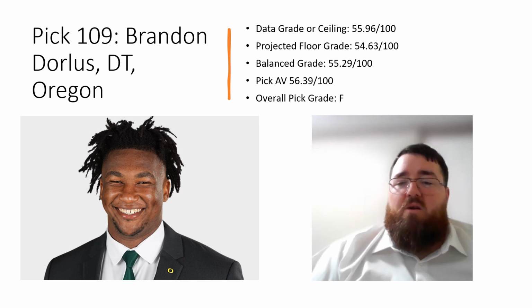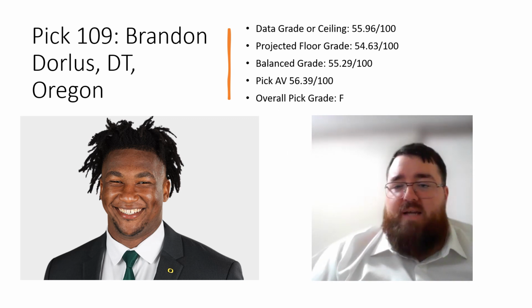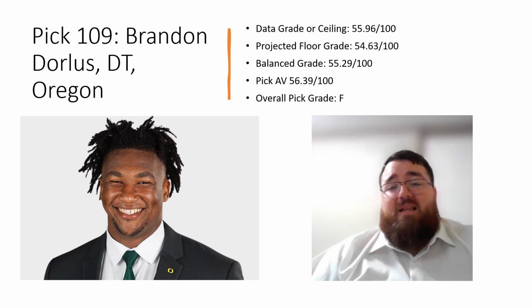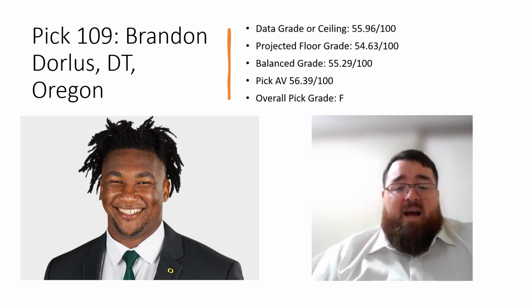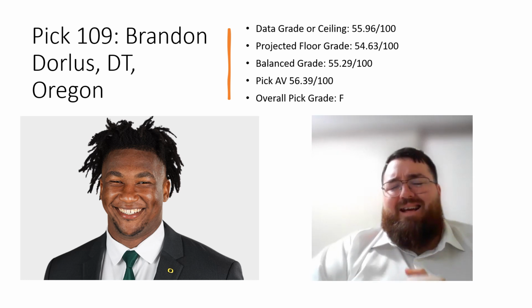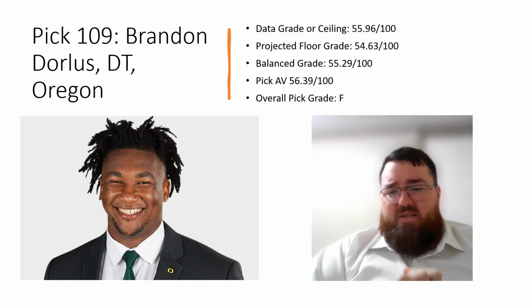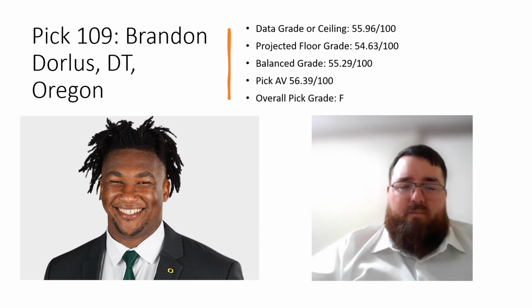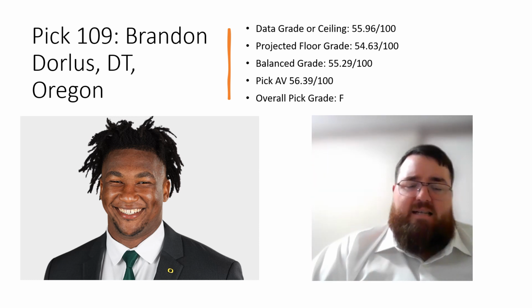Then, of course, we get to pick 109, which is Brandon Dorless, defensive tackle out of Oregon. His data grade is 55.96 out of 100. His projected floor grade is 54.63, and his balanced grade is 55.29. The average AV of the area they selected him at is 56.39. And the overall pick grade is an F. So they got a player pretty much on par with what is expected at pick 109, versus a prospect that could outperform where they were selected.